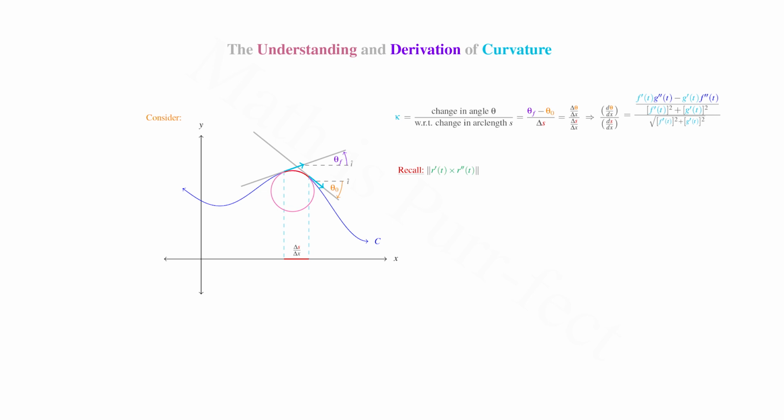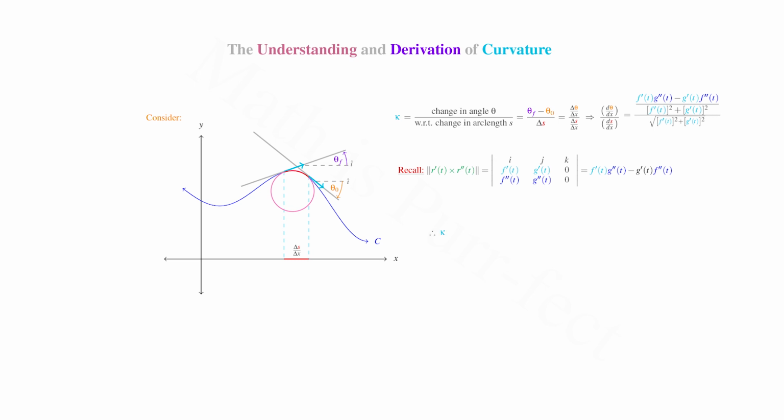Recall, the magnitude of the cross product between the first and second derivatives of r of t is given by the determinant of the 3×3 Wronskian matrix, whose third, or k, component is 0. This simplifies to the determinant of the lower left 2×2 matrix. That is the product of the main diagonal, f prime of t times g double prime of t, from which we subtract the product of the alternate diagonal, g prime of t times f double prime of t.